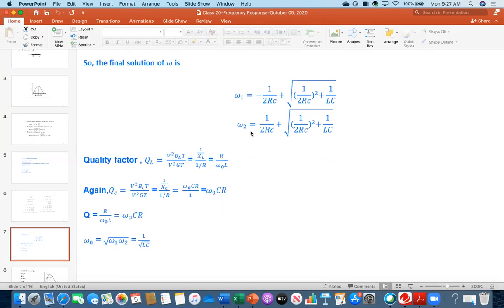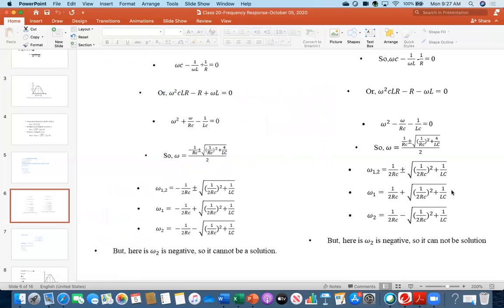So this omega 2 came from the right side, this omega 1. Look at this one. And the omega 1 is coming from this one, the left side. So that's why in the left side, we have said that omega 2 cannot be a solution because it is fully negative. And in the right side, again, this omega 2 cannot be a solution because there is a minus sign here. So ultimately, this portion will be larger than 1 over 2RC, but then the result will be negative. Now you get it? Yes. Okay, great.